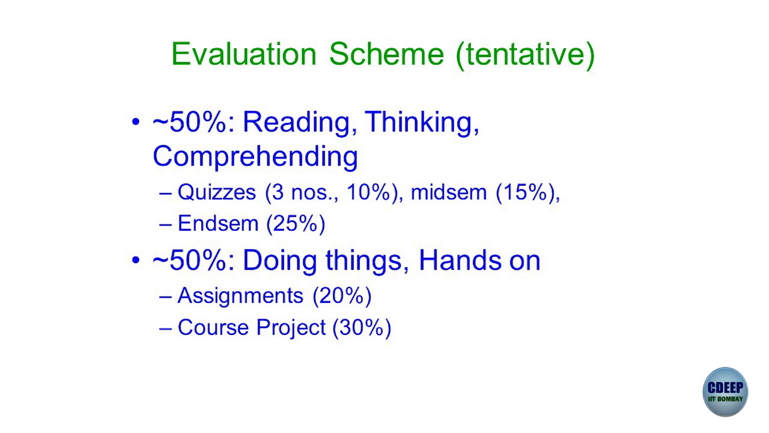Evaluation, the all-important evaluation scheme, but it's tentative. In all course offerings, I personally give 50% importance to reading and thinking. 50% of the evaluation tests your reading, thinking and comprehending, which means quizzes, midsem, endsem. Sorry, there will be quizzes, midsem, endsem. Okay, this I should correct. And 50% is doing things, hands-on: assignments and course project. Is it adding up to 100 or not? I'll have to see.